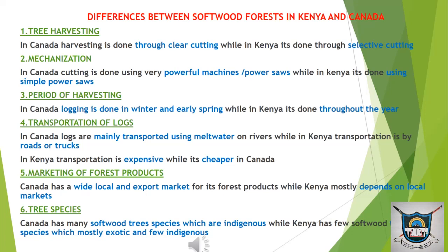Now, whenever you are giving the differences, you must bring very clear differences, using conjunctions or terms like where or whereas. So we don't say Canada has many softwood tree species than Kenya, because you have not now given the true difference. But you must complete your statement by saying, what about Kenya? What does Kenya have? So if you look at our last point on the tree species, you'll note that Canada has many softwood tree species which are indigenous, while Kenya has few softwood tree species which mostly are exotic and a few are indigenous.